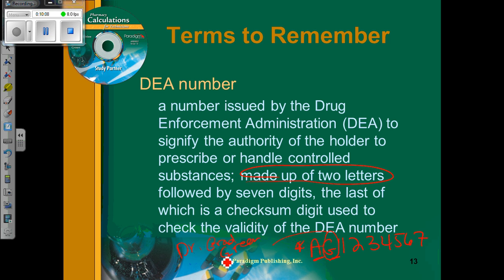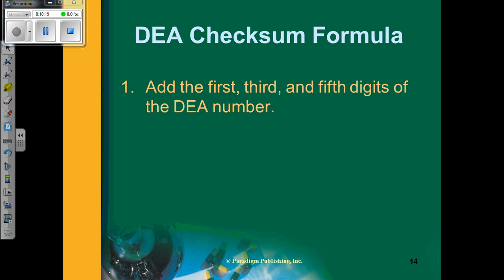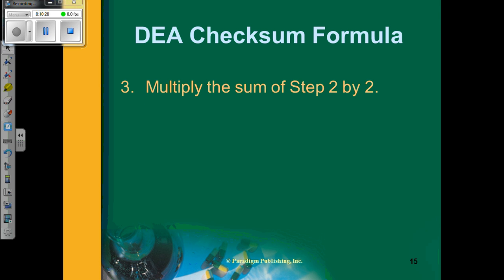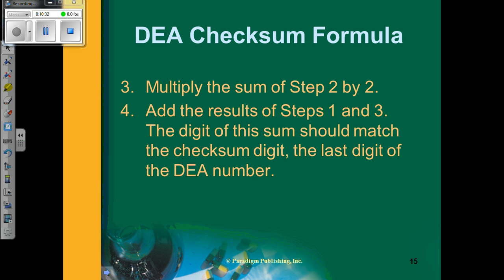Okay, so when checking if the DEA is valid, we will also do another calculation to determine if it's valid or invalid. You're going to add the first, third, and fifth digits of the DEA number; add the second, fourth, and sixth digits of the DEA number. Third step is multiply the sum of step 2 by 2, and then add the results of steps 1 and 3. The last digit of the sum should match the checksum digit, the last digit of the DEA number.